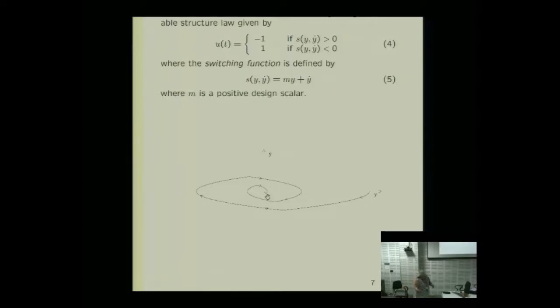Now, we might ask ourselves the question, well, why does it hit it there? And why did it follow the hyperbolae?